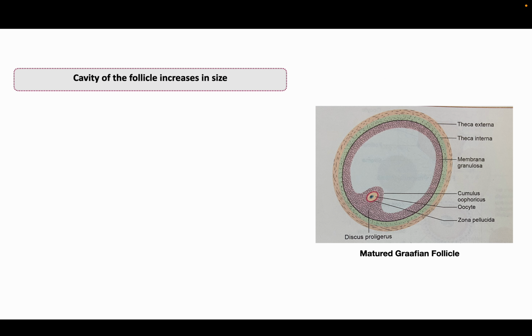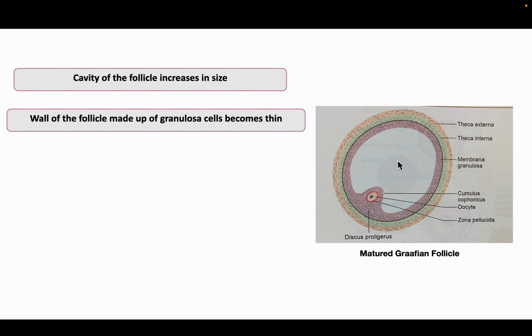Now this is the matured Graafian follicle. The cavity of the follicle increases in size. The wall of the follicle is made up of granulosa cells. They become thin. You can see here they are pushed towards the wall.